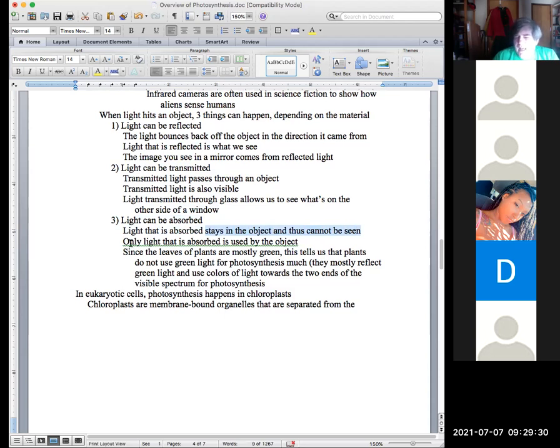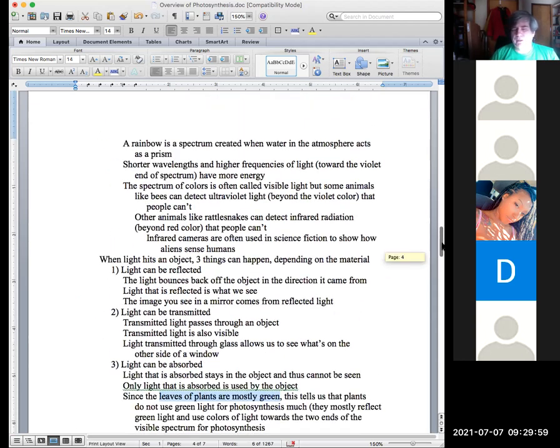And it's only light that's absorbed that an object actually uses. So this means if you think about plants, most plant leaves are green. So that means this is being reflected. Plants aren't transparent. The light isn't being transmitted. It's not going through them. So if they're reflecting green light, what does that tell us? They're not really using green light very much for photosynthesis.